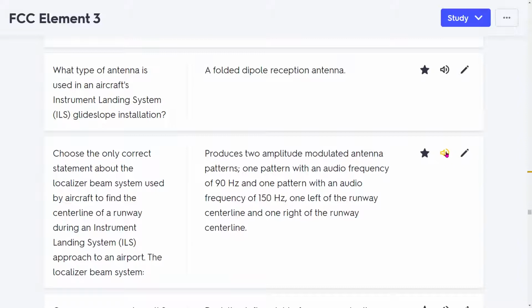Choose the only correct statement about the localizer beam system used by aircraft to find the center line of a runway during an instrument landing system approach to an airport. The localizer beam system produces two amplitude-modulated antenna patterns, one pattern with an audio frequency of 90 Hz and one pattern with an audio frequency of 150 Hz, one left of the runway center line and one right of the runway center line.